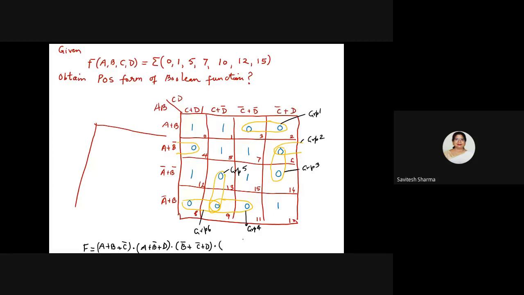Next, group number 4. A complement plus B plus D complement. Okay, good. Next, group 5. A complement plus C plus D complement. Good. Next, A complement plus B plus C. So that is all. Okay. So 6 groups, 6 terms. So what is this form? This is my POS form. Okay. Product of sums.